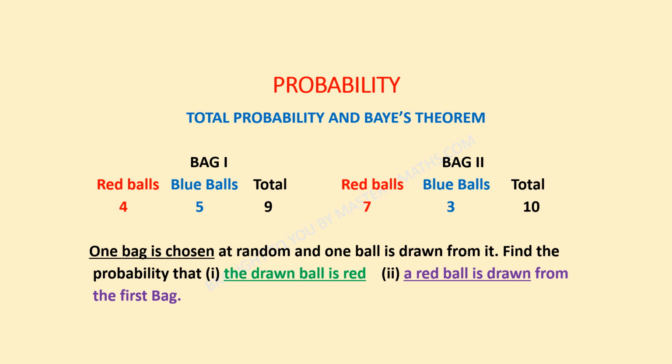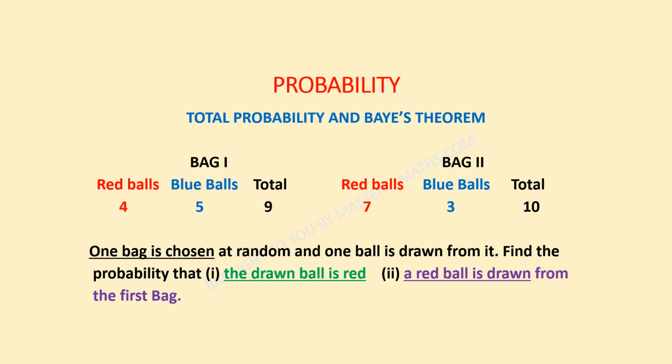Now one bag is chosen at random and one ball is drawn from it. Either you are choosing the first bag or you are choosing the second bag. So you have two options. Generally, you name the options as E1, E2, etc. Here there are only two options. So E1 and E2. Then the ball drawn is red. That is given in both the subdivisions. That is, after you draw the ball, whether you draw it from bag 1 or bag 2, the ball drawn is red, that is given to you. That is called the event A.